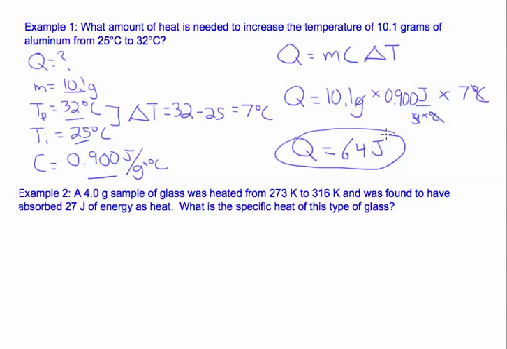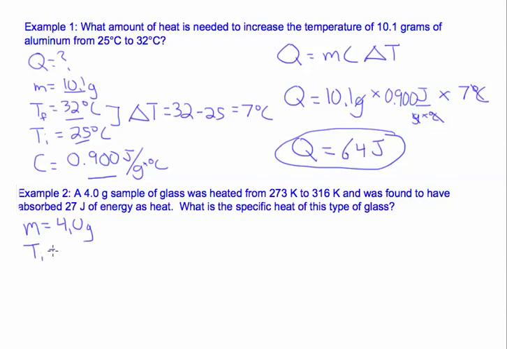Let's look at the second one. It says a 4-gram sample of glass was heated from 273 Kelvin to 316 Kelvin and was found to have absorbed 27 joules of energy as heat. What is the specific heat of this type of glass? So we know our mass is 4.0 grams.